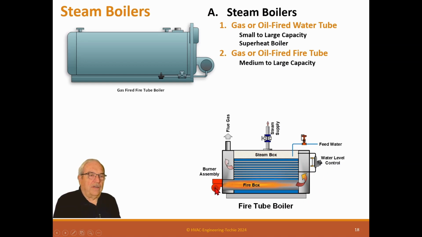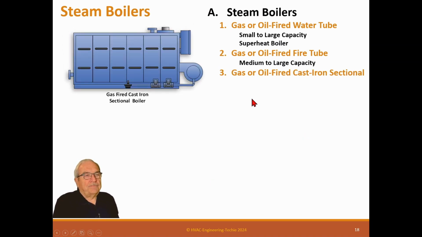These gas-fired or oil-fired burners basically have a blower on them, and they induce the fuel, and it's ignited, and it heats this, and that's the way they work. Medium to large capacity for oil for fire tube boilers. And then we have cast iron sectionals.